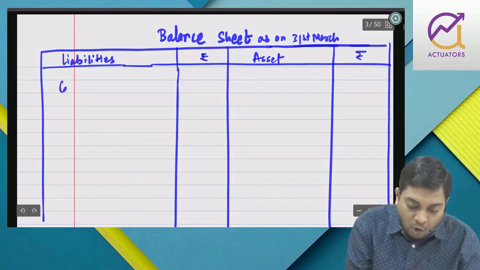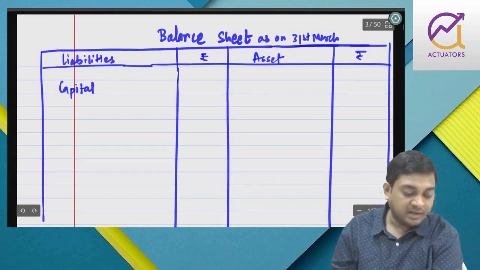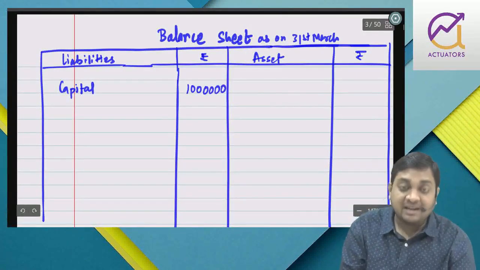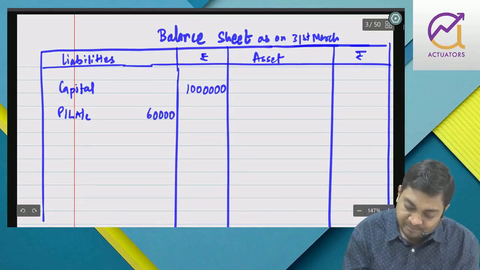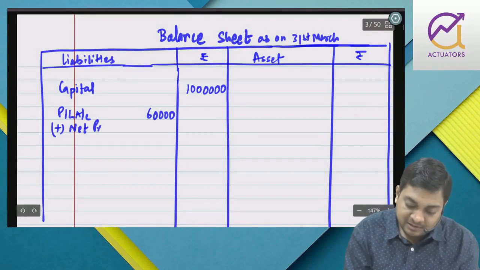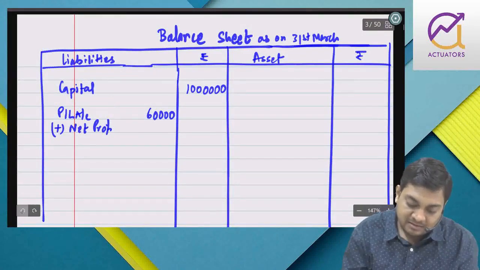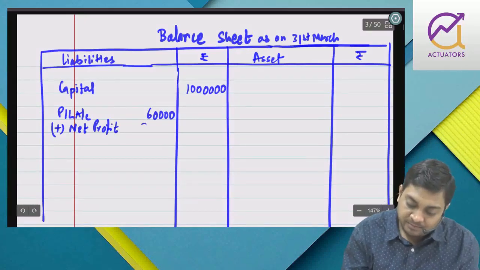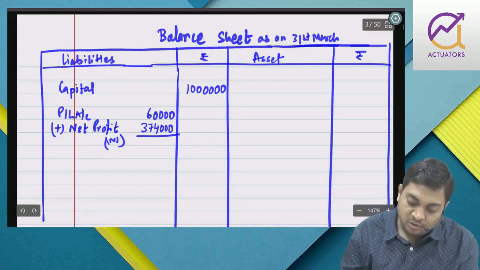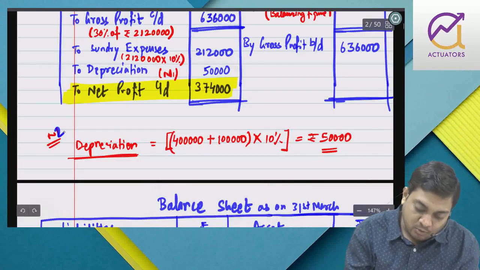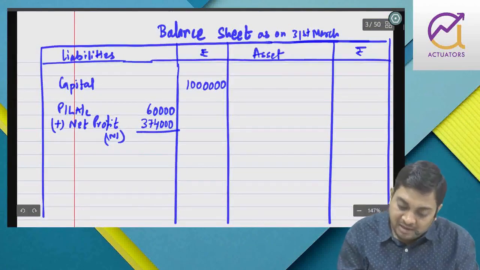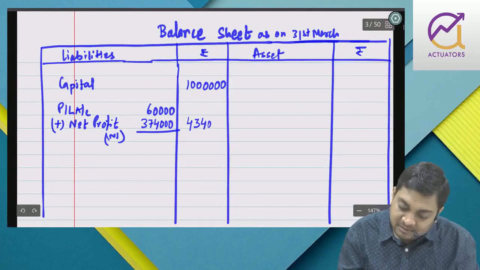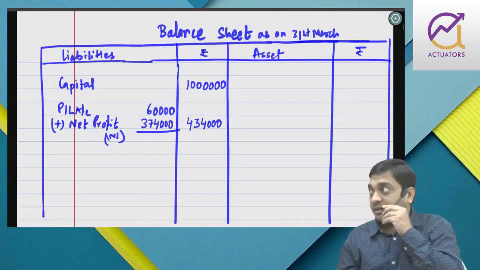Now see, already we have capital, how much? 10 lakh. So it will be the same, because here the company has the practice of treating net profit separately. What is the PL account opening balance? 60, add net profit 3 lakh, 74. Sorry, if this is note number 1, then this will be note 2. Right? So that comes to 4 lakh 34,000.